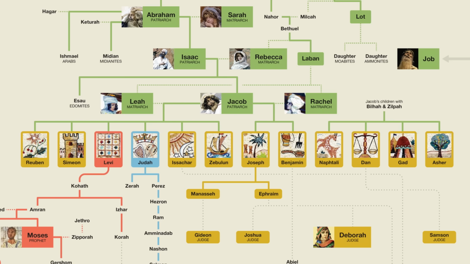Out of the 12, the two most important end up being Levi and Judah, which is why they get special colors. So note that from this point onwards, red is used for the tribe of Levi, blue for the tribe of Judah, and yellow for all the other tribes.